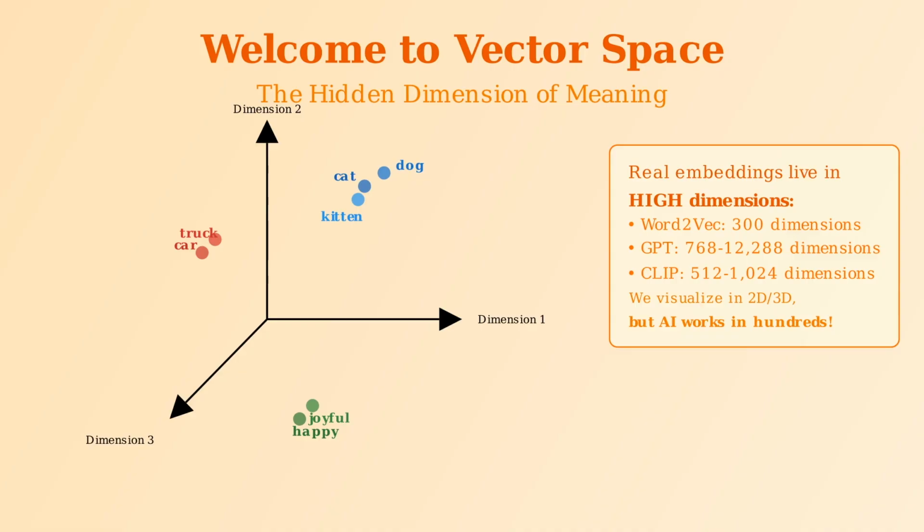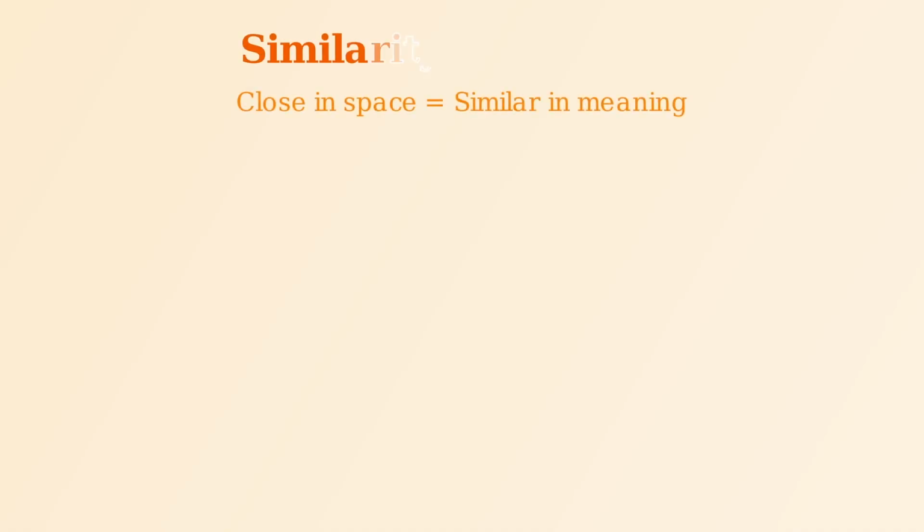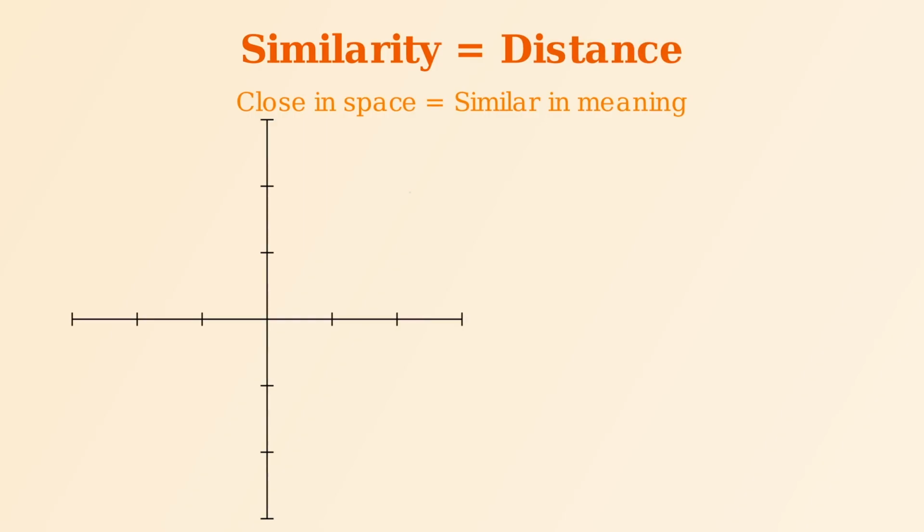Animals cluster together. Vehicles group in their own region. Emotions form their own neighborhood. In this vast space, meaning has geometry. Distance matters. Direction matters. And the math works beautifully. In embedding space, similarity equals distance. Words with similar meanings cluster together, forming tight neighborhoods.